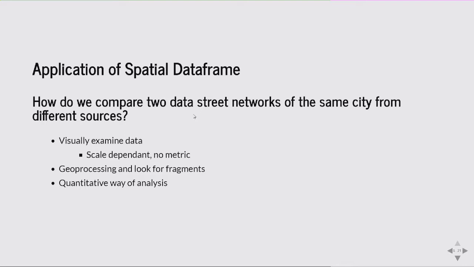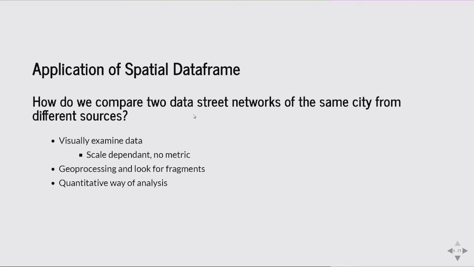So there's a bunch of different ways you can do this. You can visually examine your data, but that doesn't give you any metrics. It's also scale dependent, so as you zoom in and out, symbols will change. They render, they get thicker and thinner, so you can say, oh, over there in the corner, maybe there's some changes, and they don't overlap.